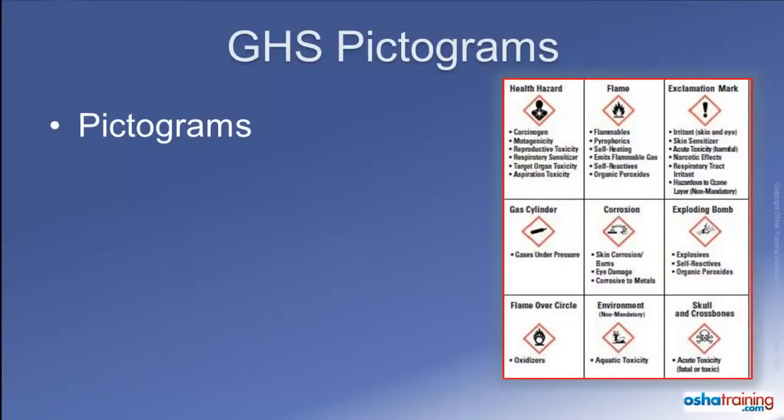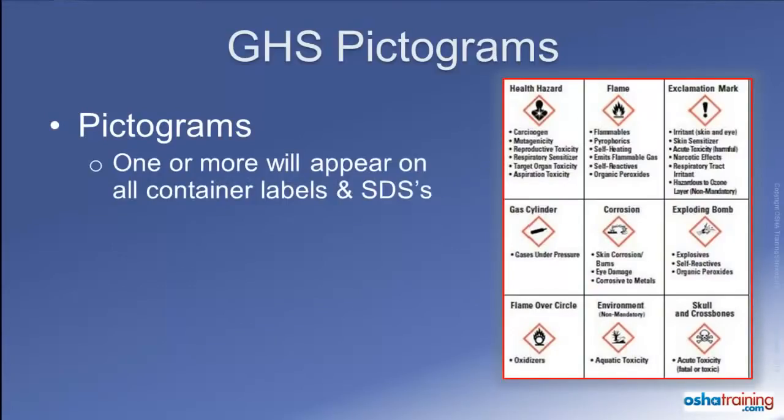As previously mentioned, at least one, but in many cases 2, 3, or even more of these pictograms will appear on the labels of containers of chemicals and products covered by the OSHA Hazard Communication Standard, as well as on safety data sheets. So read them and heed them, as you will need to be aware of the hazards posed by the various products you use at work.